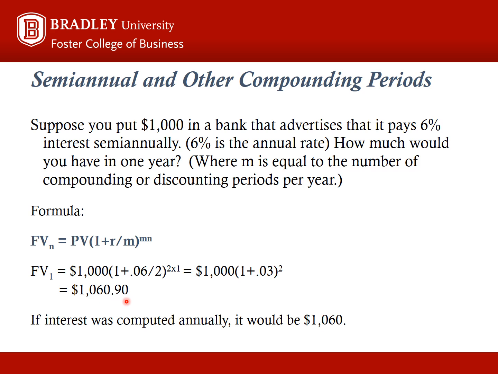Notice too that, as you would expect, since you're getting interest on interest, you get a little bit more money at the end of 1 year, $1,060.90, as opposed to if it were only compounded annually, you wouldn't have a chance to earn any interest on that first 6 months interest, so you would only get $1,060.